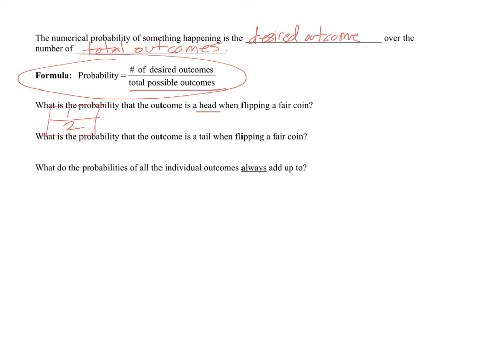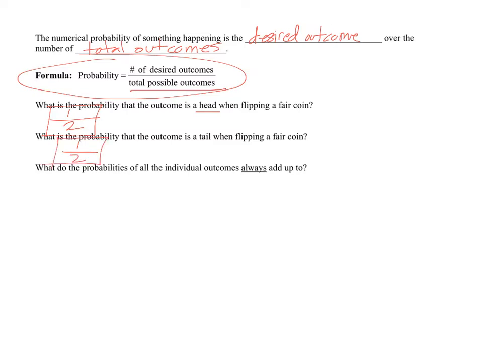What is the probability that the outcome is a tail when flipping a fair coin? Well, the desired outcome is a tail. There's only 1 outcome. And how many total possible outcomes are there once again when flipping a coin? There's 2. So the probability of getting a tail is a half.